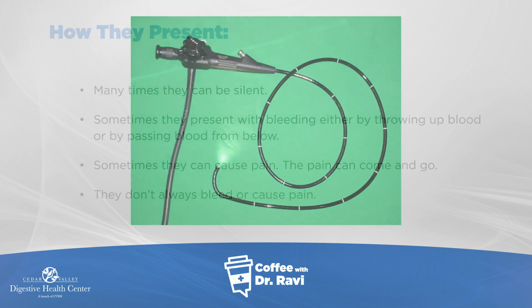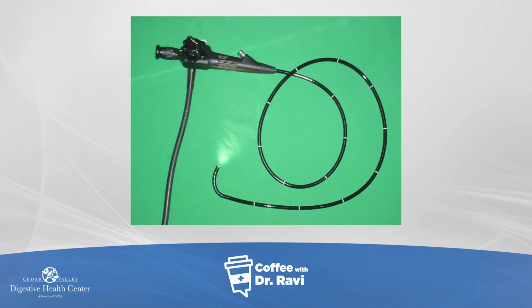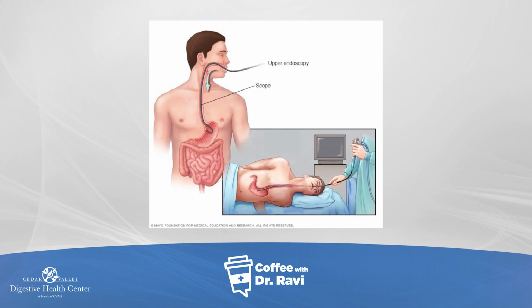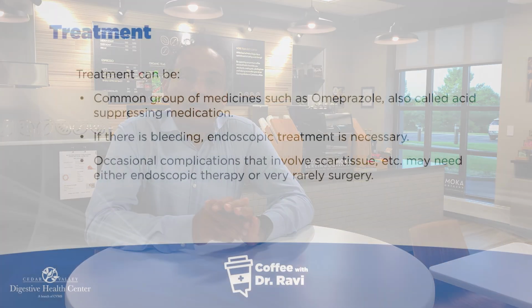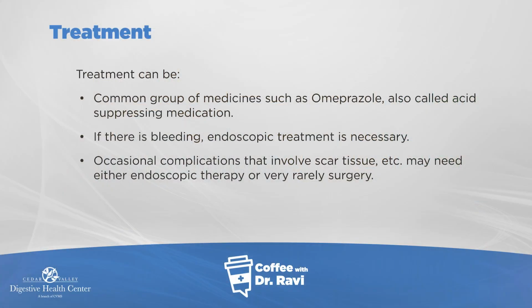The diagnosis of this is by endoscopy, where we take a camera and go down the stomach. Sometimes the same camera can take biopsies, which will then diagnose the infection. The treatment depends on whether they're bleeding or not. If they're bleeding, with endoscopy we can patch up the ulcer. So we take the camera, get down there, and using a variety of probes we can stop the bleeding.